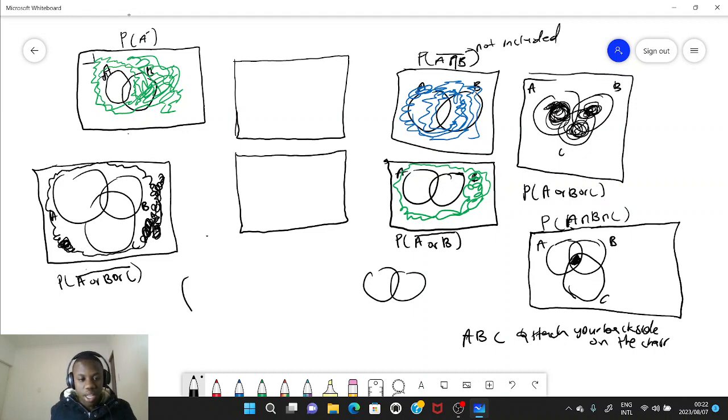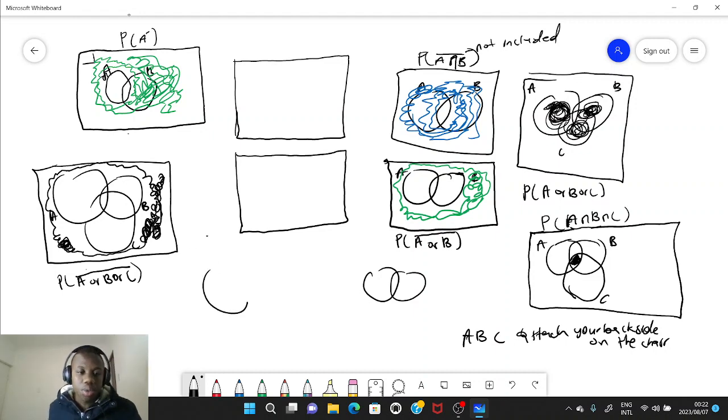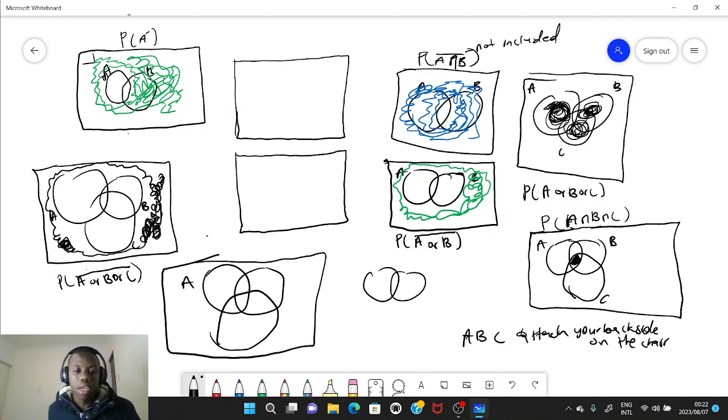Now let's look at this one. We still have three events. Here we have events A, B, and C. So what happens if we are looking for A and B and C not?